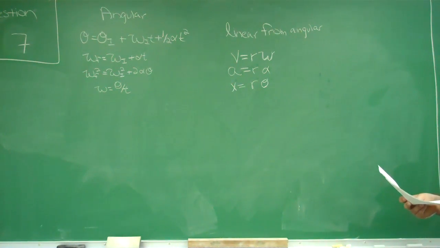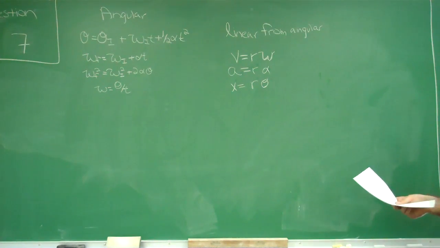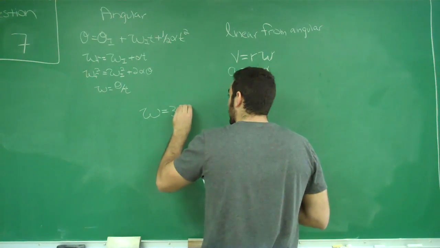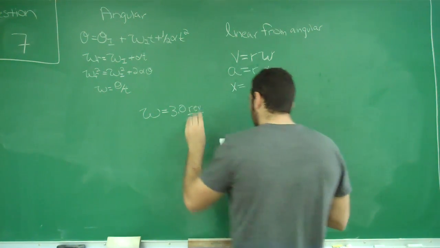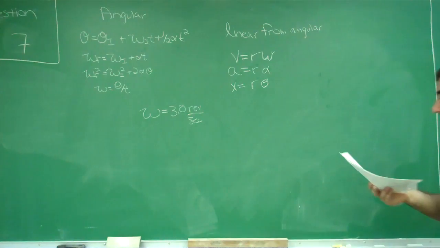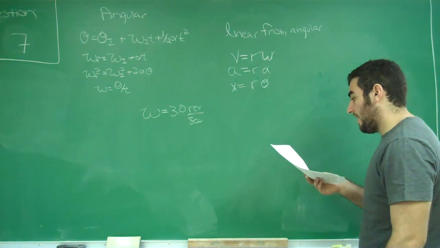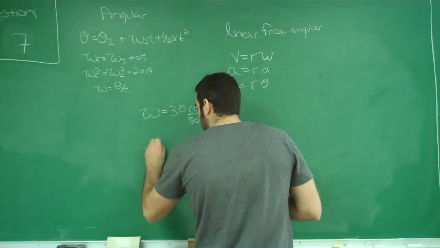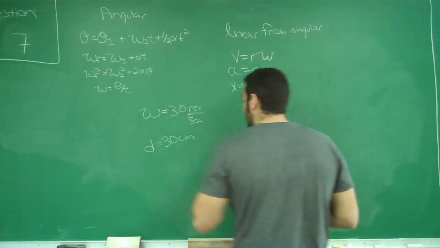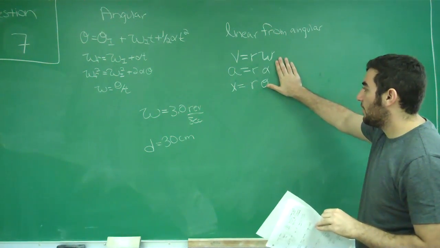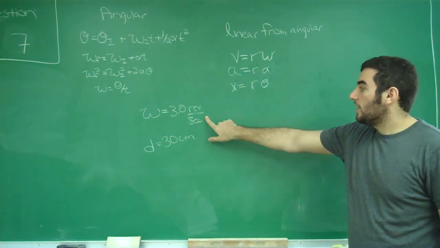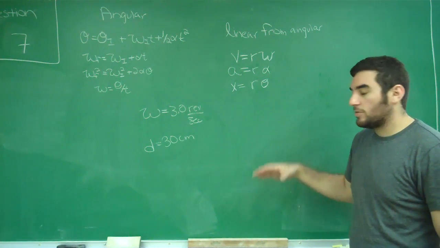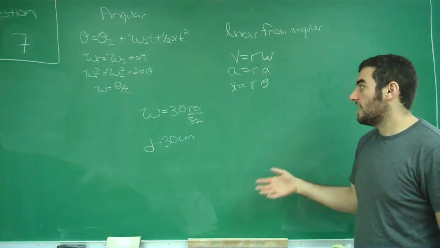Okay, so question 7 says the wheel of a car is rotating at a speed of 3.0 revolutions per second. So W equals 3.0 revolutions per second. If the wheel has a diameter of 30 centimeters, how fast is the car going along the straight line path? So diameter equals 30 centimeters. The only way to utilize these equations is to make sure that your velocities and your angular velocities are all in terms of radians per second.